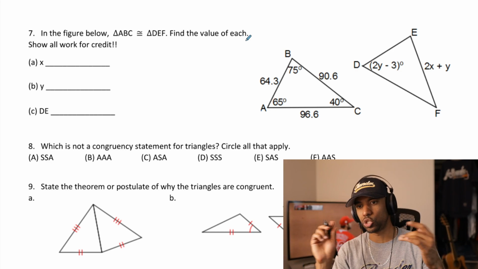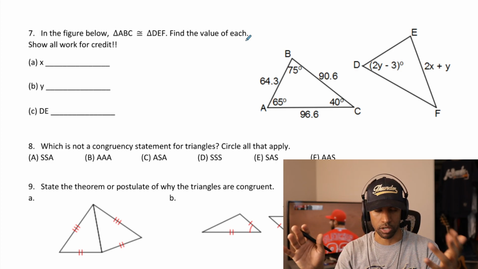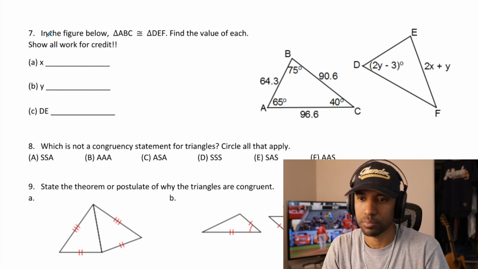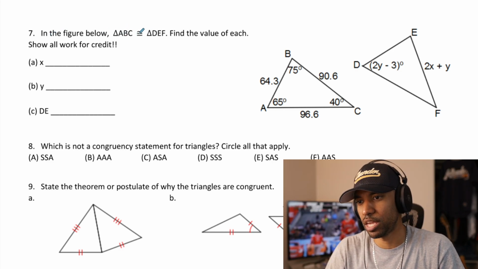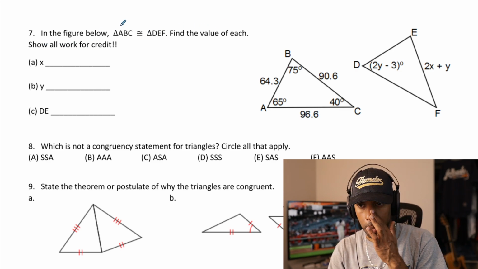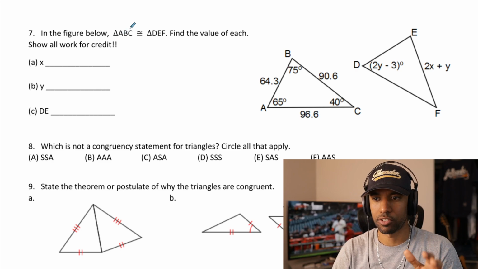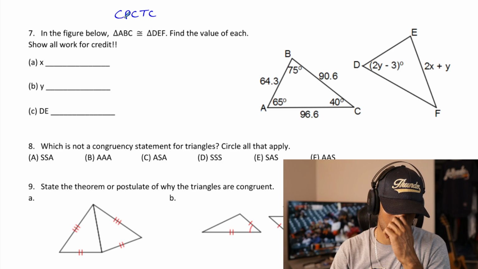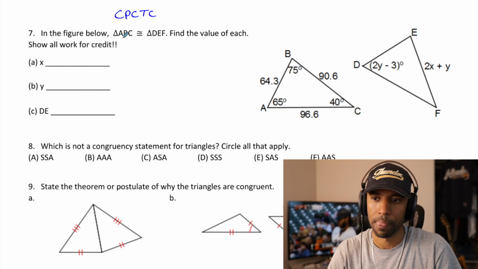Now we're going to deal with the triangles and when they're congruent, which ones make them congruent and what you do to prove that. All right, in the figure below, triangle ABC is congruent to triangle DEF. Find the value of each. Show all work for credit. So going back to the idea of corresponding parts, now we're going to specifically talk about triangles. Corresponding parts of congruent triangles are congruent.